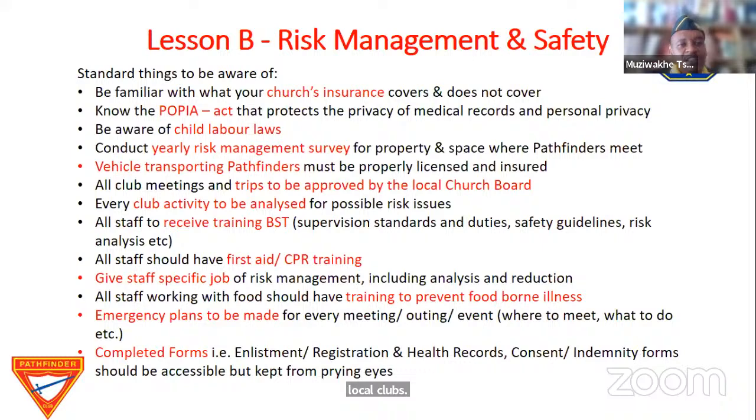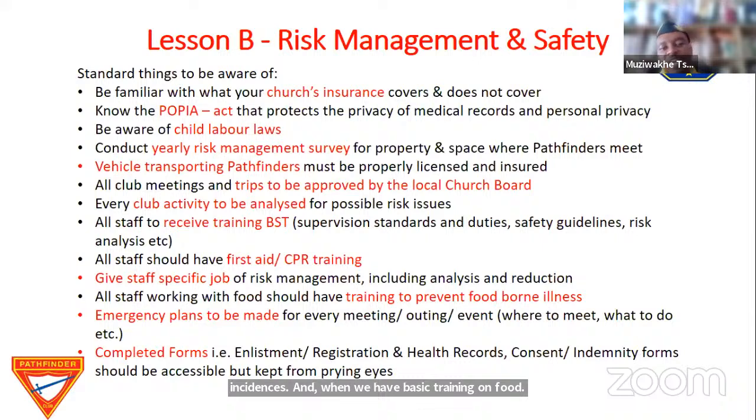And another standard thing to be aware of is that all staff working with food should have training to prevent foodborne illnesses. And this is because we are actually seeing quite a lot of food poisoning incidences. And when we have basic training on prevention of foodborne illnesses, it helps to ensure that our children do not get sick from practices that could have been refined and modified.